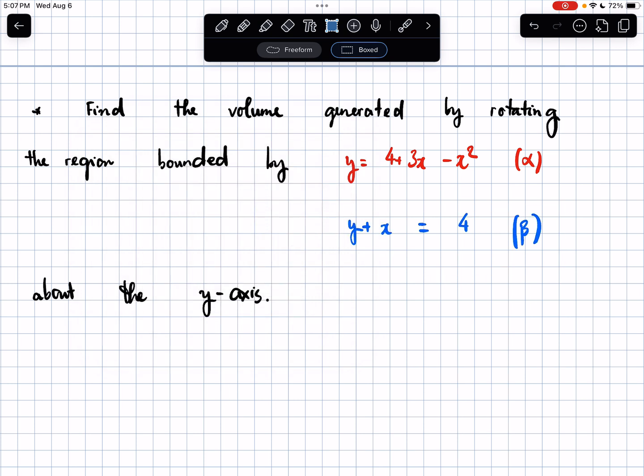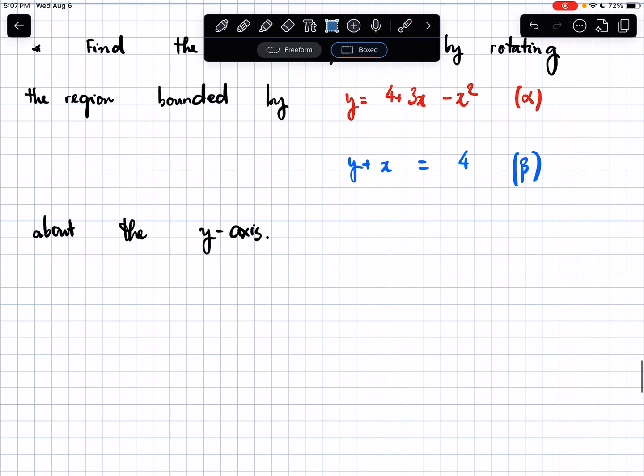So the first one is a parabola, and it should open downward because the coefficient of x squared is negative. The second one is just a line, so y equal to 4 minus x. Let's graph that first. So for the first curve, we have y equal to that.